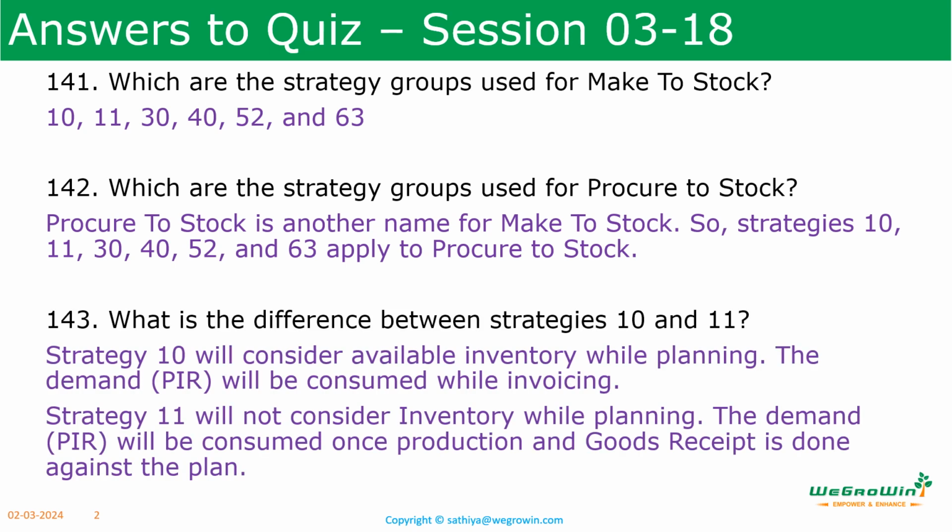What is the difference between strategies 10 and 11? Strategy 10 will consider available inventory while planning. The demand will be consumed while invoicing. Strategy 11 will not consider the inventory while planning, and also the demand will be consumed once the production and goods receipt is done against the plan.